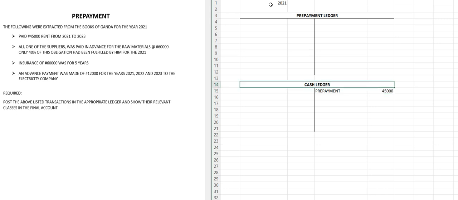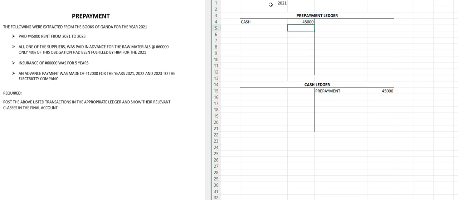Then you come to prepayment and you write cash, unless you have your opening balance. You write cash. Cash is given to prepayment 45,000. All right, so that solves that.